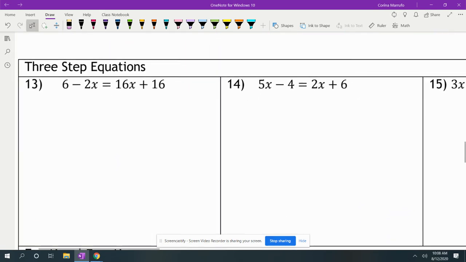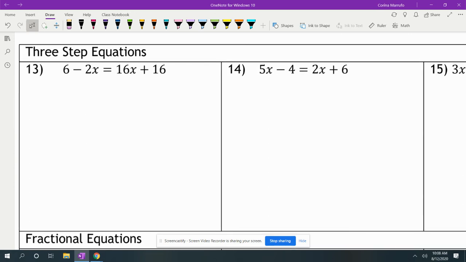All right, so now we're going into 3-step equations. What makes this different from the other problems is that we have x's on both sides. So we are going to start solving for x. First, we're going to get the x's on the same side of the equal sign. So this 16x, I'm going to move it over to the left side by subtracting it.